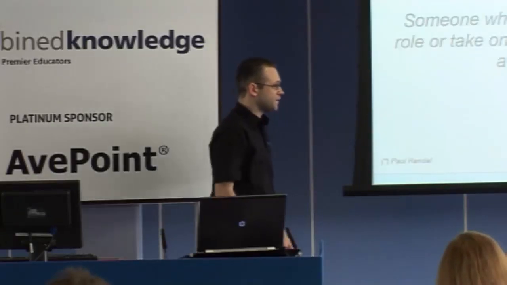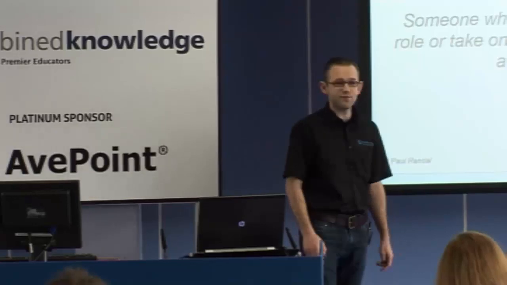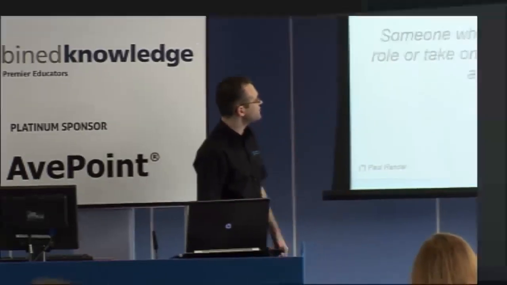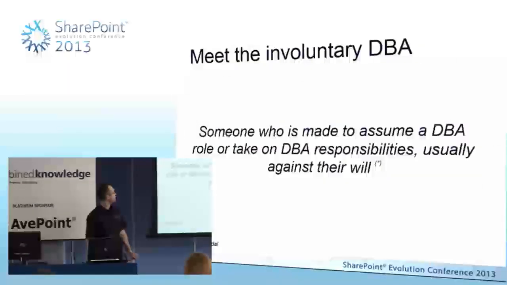And we even have a name. We are involuntary DBAs. An involuntary DBA is someone who is made to assume a DBA role or take on DBA responsibilities, usually against their will. It's a bit negative, but it used to be called accidental DBA, but many people thought it involved DBAs that had accidents, so they changed the term. It's involuntary DBA right now.